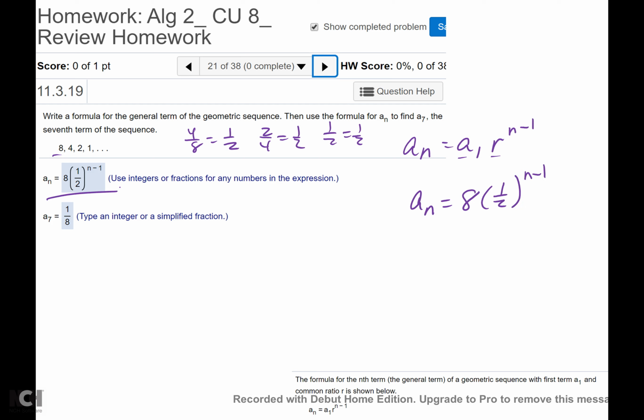And there's your formula. Okay, then to find the seventh term, I plug that in. So I have 8 times 1/2 to the 7 minus 1. That's going to be 8 times 1/2 to the 6th. When you type that in, type 1 divided by 2, enter, caret 6, enter, times 8, enter. And you get 0.125, which Math Excel clearly doesn't like. So Math enter that, and you get 1/8.